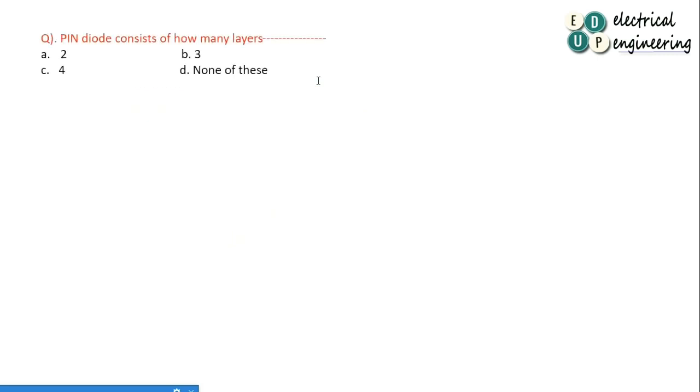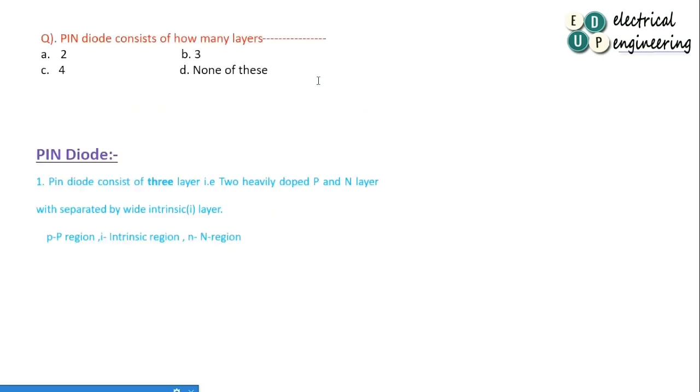Now comes the next question. PIN diode consists of how many layers? The options are 2, 4, 3 or none of these. Now let's learn about the PIN diode.